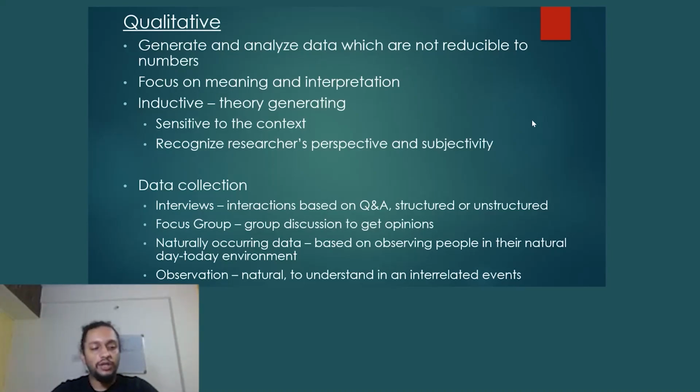Then there is naturally occurring data, where you observe people in their natural day-to-day environment. So you can have participant observation or non-participant observation. Participant is where you are a part of the group and you're observing them. And then there is non-participant, where you're not part of the group and you're observing them, right? And observations are where you're observing everything. So in observation, usually it's very important to have memos and files and all of that kind of thing, right?